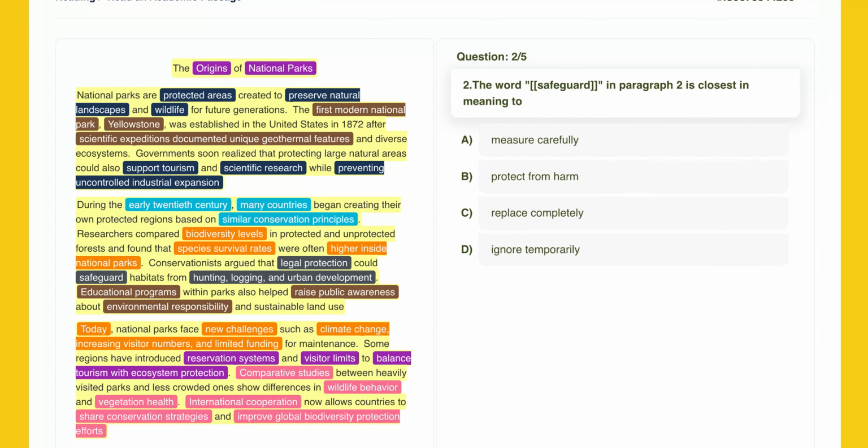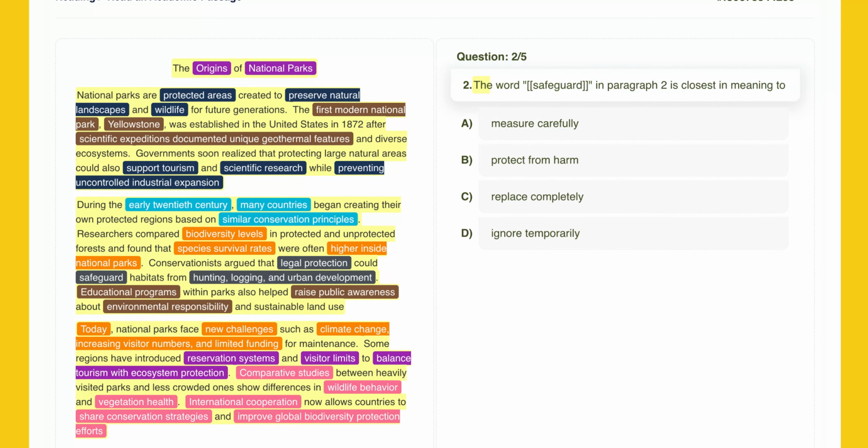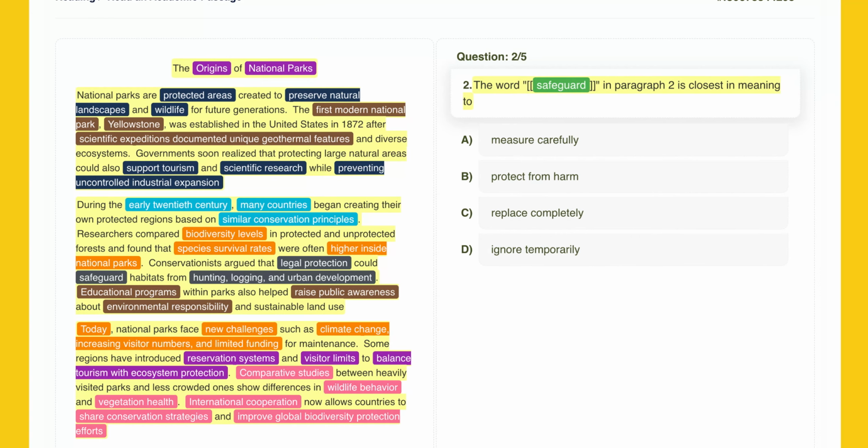Moving on to the second question. This is a vocabulary question, which tests your understanding of a word in context. The word safeguard in paragraph 2 is closest in meaning to. The question asks for the meaning of the word safeguard in paragraph 2. Let's look at the context. Legal protection could safeguard habitats from hunting, logging, and urban development. The sentence lists threats like hunting and logging and says that legal protection does something to the habitats against these threats. It implies keeping them safe.